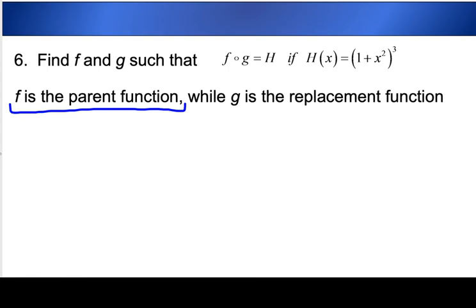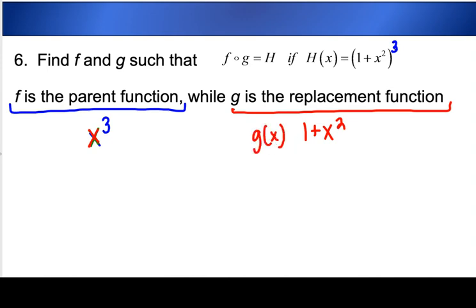We've got a parent function, and then we've got g is the replacement function. So what is staying? The cubed function is staying. So this is a cubed function. So that's our parent function. And then what are we going to replace x with? We're going to replace x with 1 plus x squared. So g of x is equal to 1 plus x squared, and f of x is equal to x cubed.